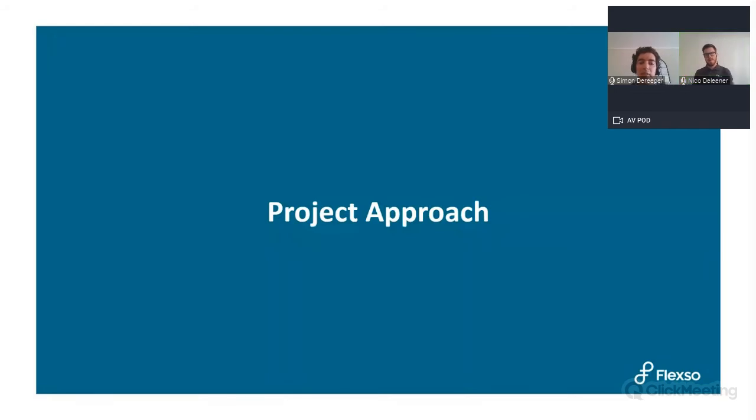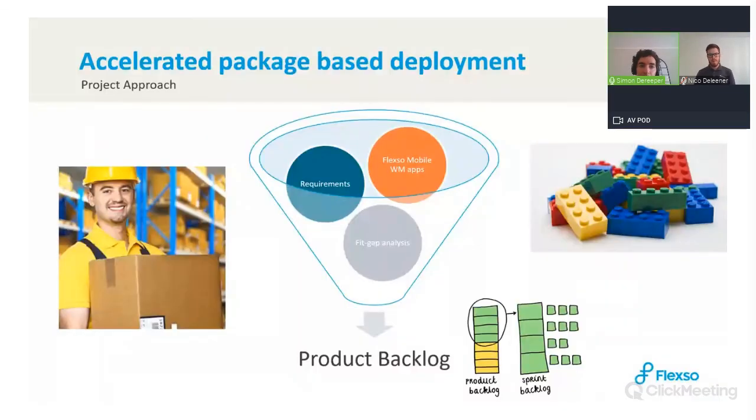Okay, so then let's proceed to the project approach. How do we deal with this kind of projects? On the one side, we have our building blocks. That's the accelerator package with our mobile WM applications. On the other side, we have our John the Scanner, our client, and he has, of course, his requirements. And then we combine those two in a fit gap analysis.